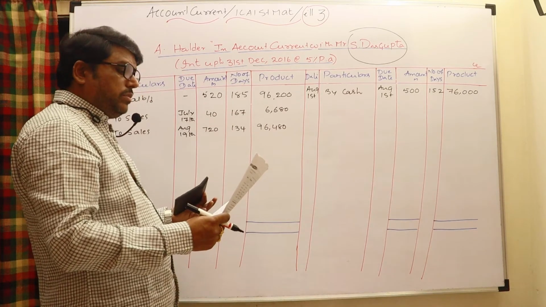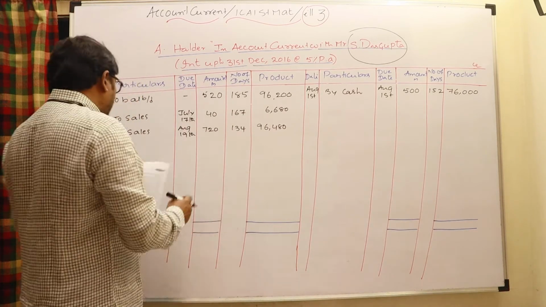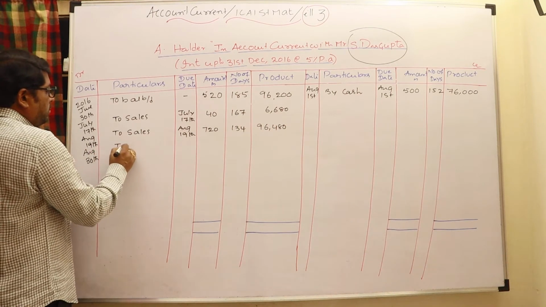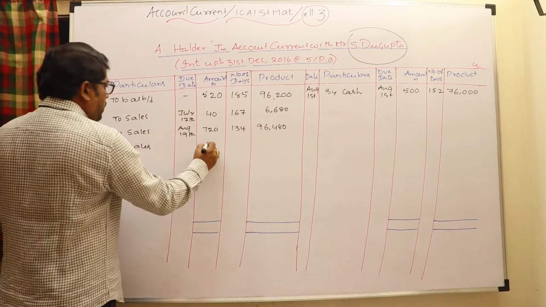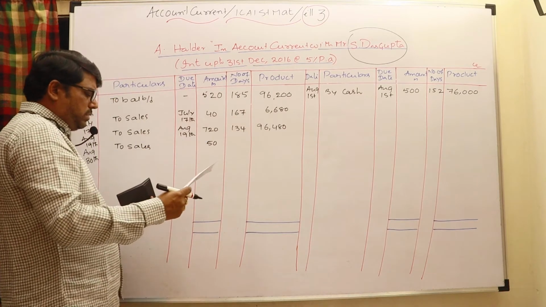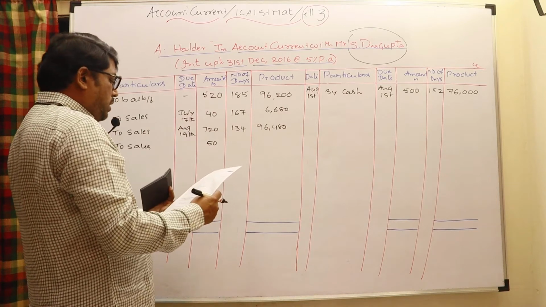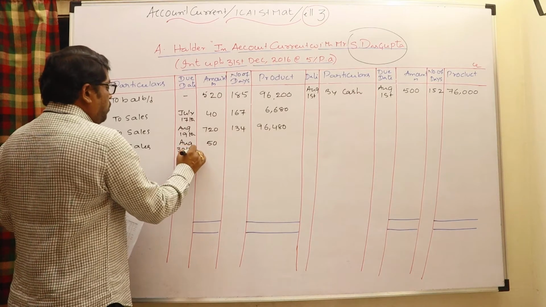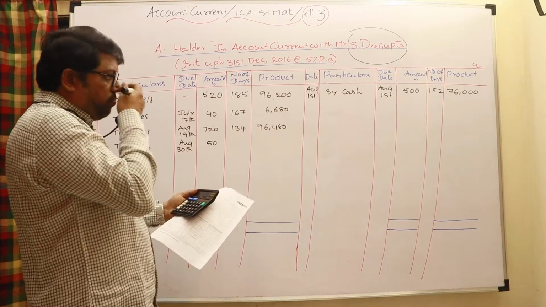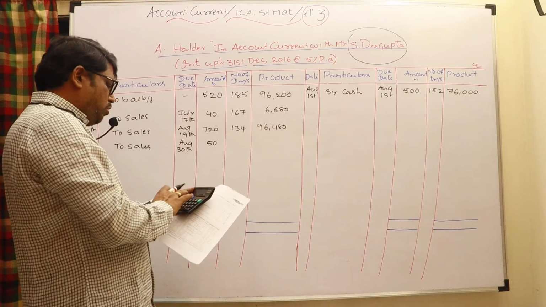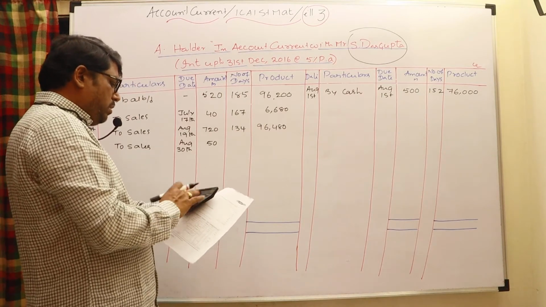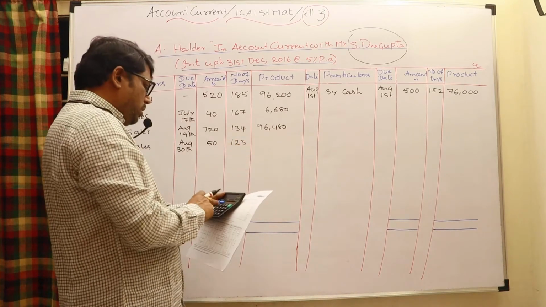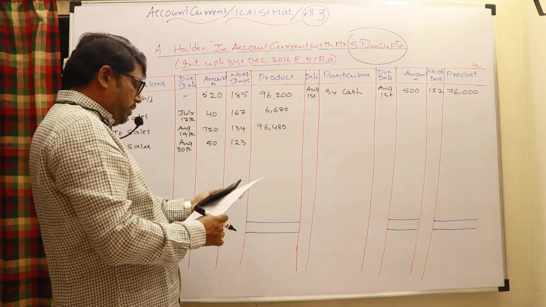August 30, goods sold to A Holder, again 50 rupees. A Holder account debit to sales, August 30, to sales, amount is 50. You can take the same date as the due date because a separate due date is not provided here. Still in August, one more day, then September, October, November, December. Total number of days is 123. Get the product, 123 into 50, which is 6,150.